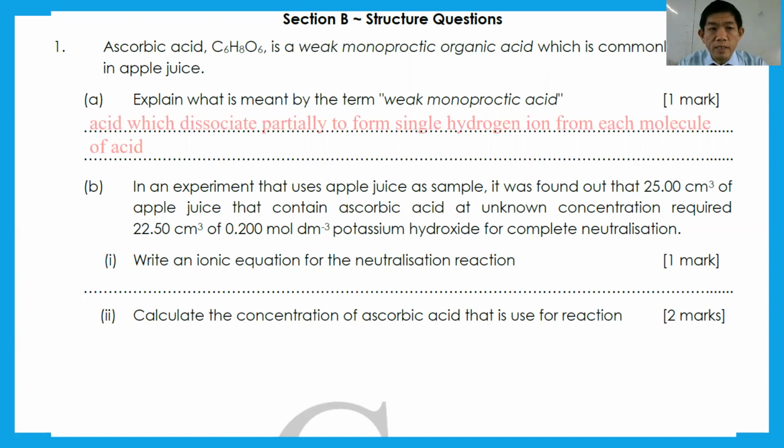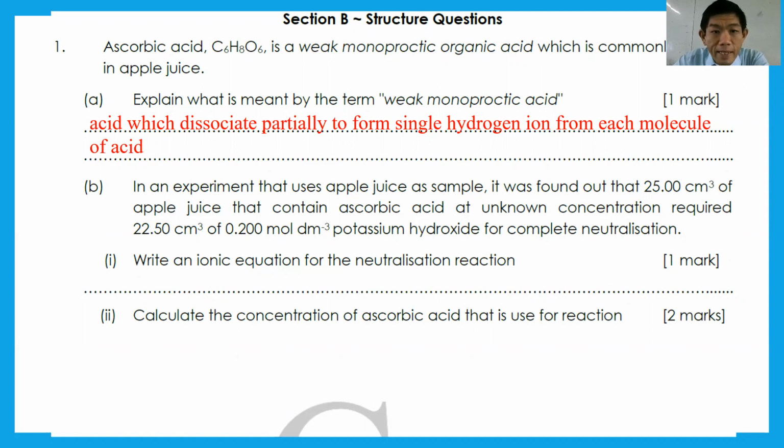So weak monoprotic acids are acids which dissociate partially to form a single hydrogen ion from each mole of the acids. So in here, there are two keywords that you have to take note of. Number 1 is weak acid. Another one is monoprotic acid. So you have to define both terms in here correctly. So you must include dissociate partially, form single hydrogen ions. Okay, so that is for question 1A.